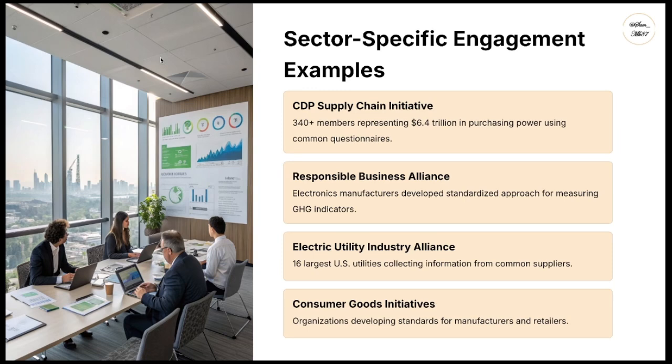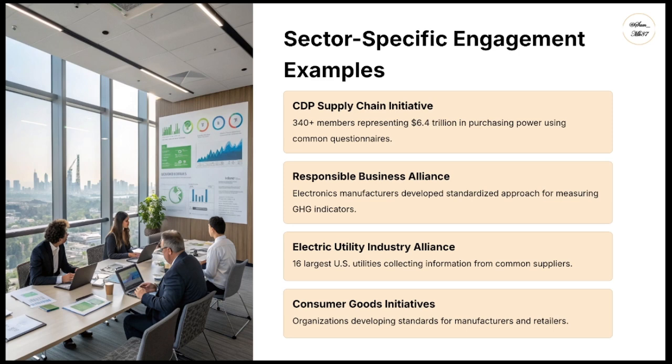For the last slide, I'm just going to quickly touch on some sector-specific engagement examples. Many industries are taking a collaborative approach to supplier engagement and emission reduction. One leading example is the CDP supply chain that we already discussed, which includes over 440 member organizations representing 6.4 trillion in purchasing power.